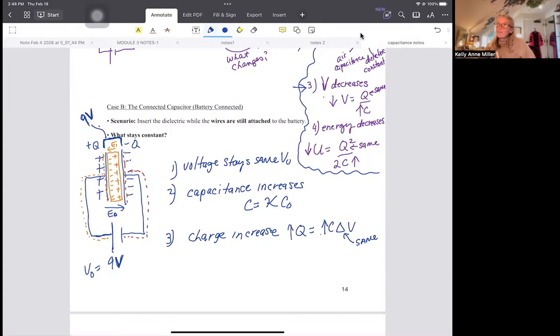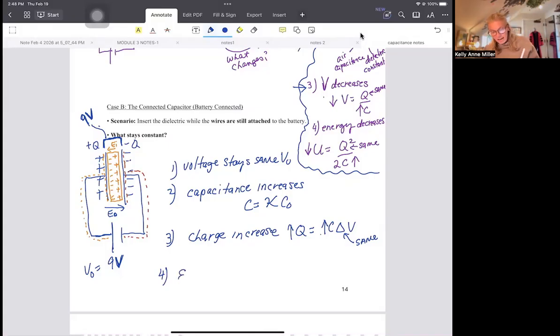So the way to think of it is, when you slip the dielectric in, the battery has to pump more charge into the plates in order to maintain the same voltage. That's the way I think of it. It has to hold the voltage at 9 volts. The only way it can do that after the field has gone down is to pump more charge onto the plates. Okay. And then the last thing to say is the energy.